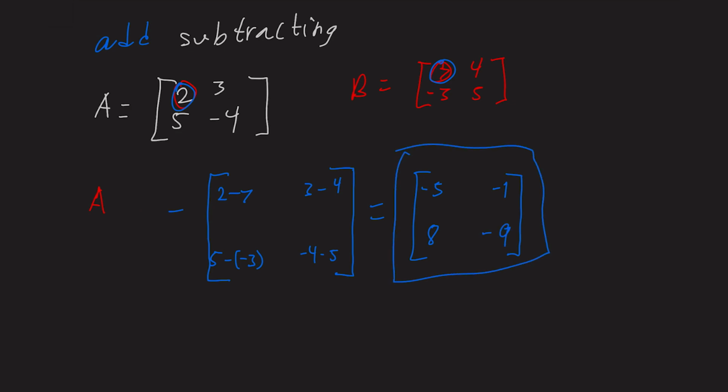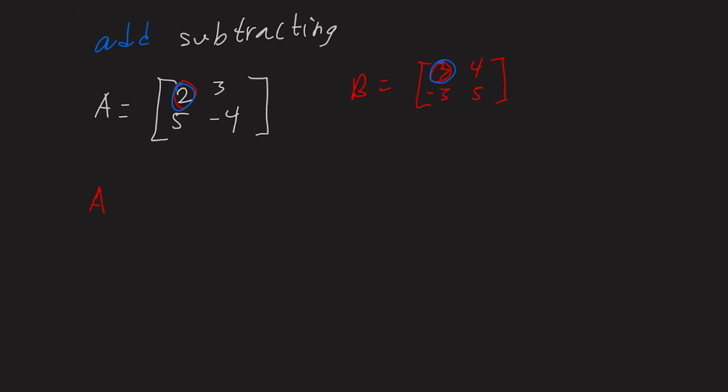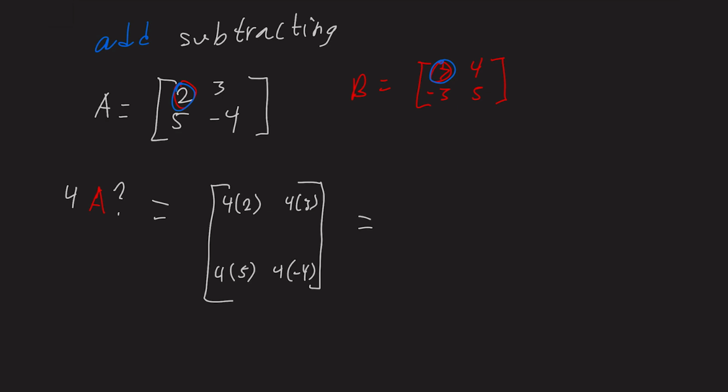Now what we can also do is multiply a matrix by a constant multiple. So what is 4 times A? Well, that's going to equal the matrix A, where each element in that matrix is multiplied by 4. So 4 times 2, 4 times 3, 4 times 5, and 4 times negative 4. And that is going to result in a 2 by 2 matrix, yet again, of 8, 12, 20, and negative 16. That's what we get when we do a constant multiple.